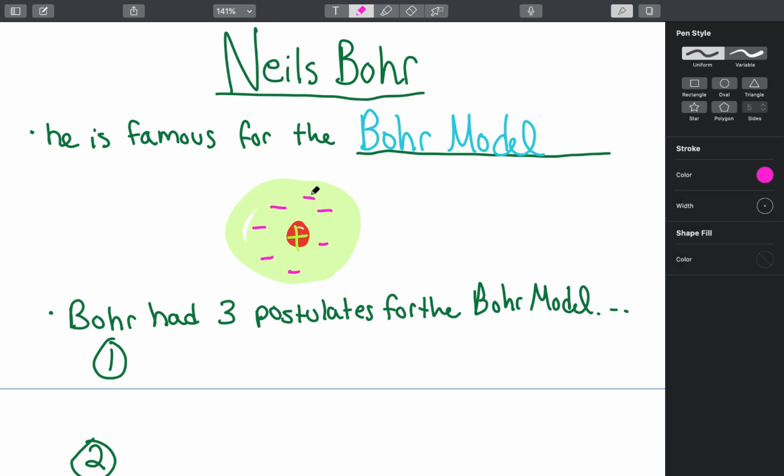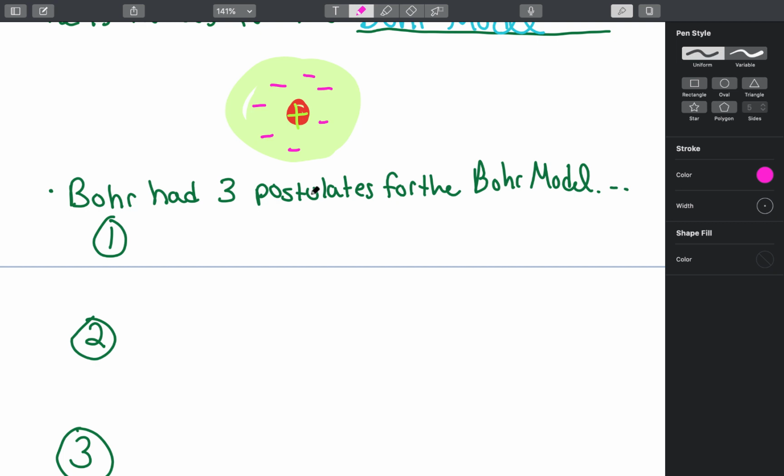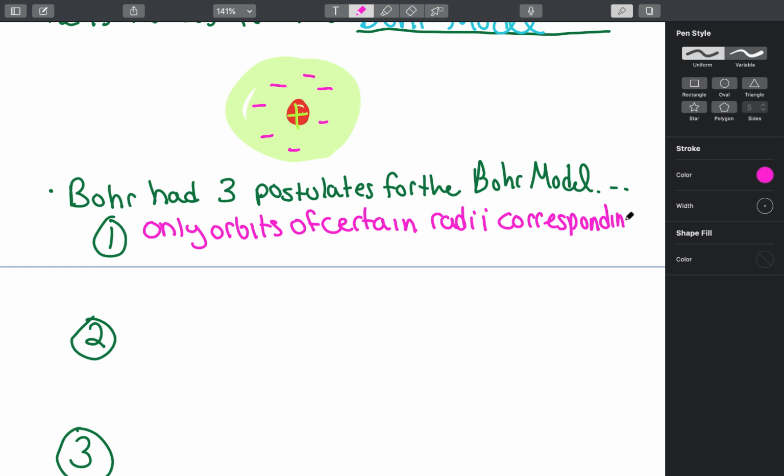So Bohr had 3 different postulates for his model. Okay? So these 3 postulates were: only orbits of certain radii corresponding to certain energies were allowed.